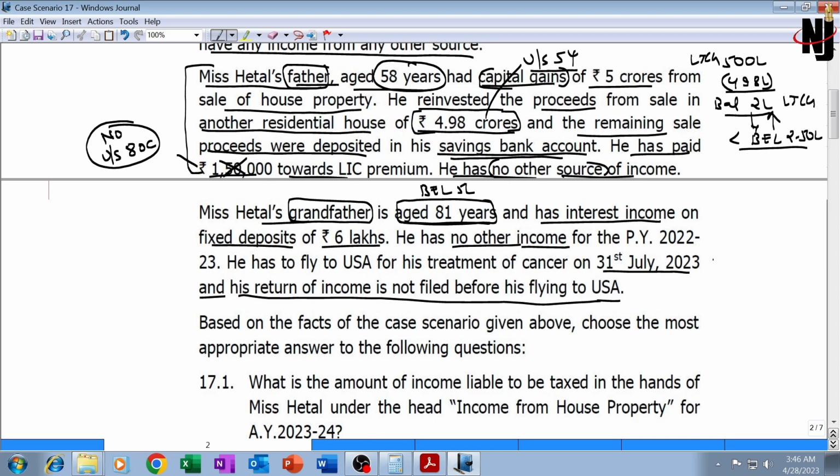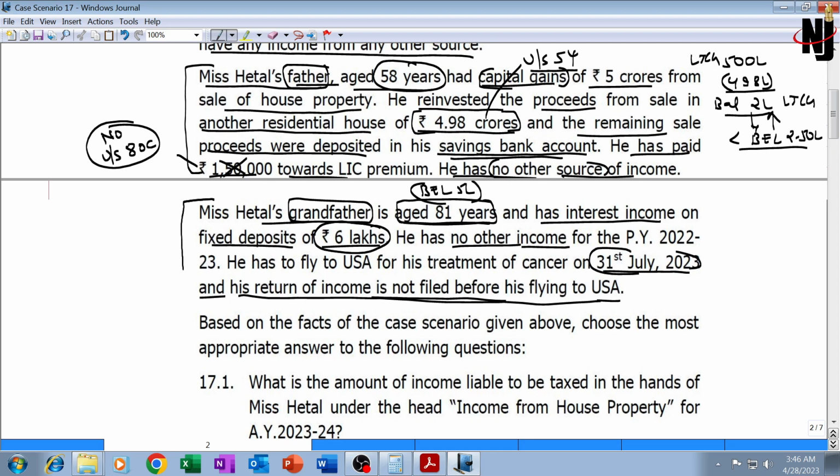Due date to file IT return will be 31st July 23 itself, and till that day he has not filed IT return and he is leaving for USA. So I'm sure the question would be whether he is required to file IT return or not. So the answer is technically yes, because his income is greater than the basic exemption limit. We will just check it out.